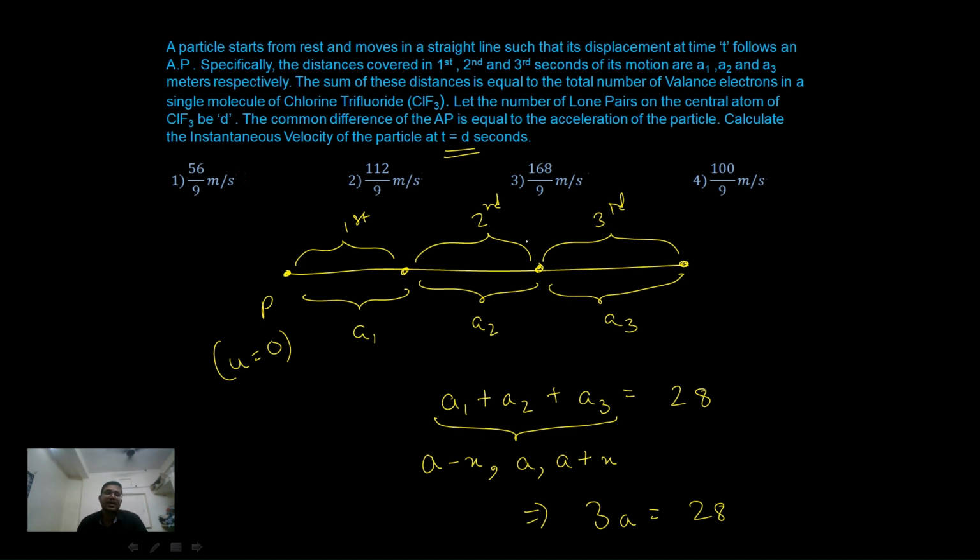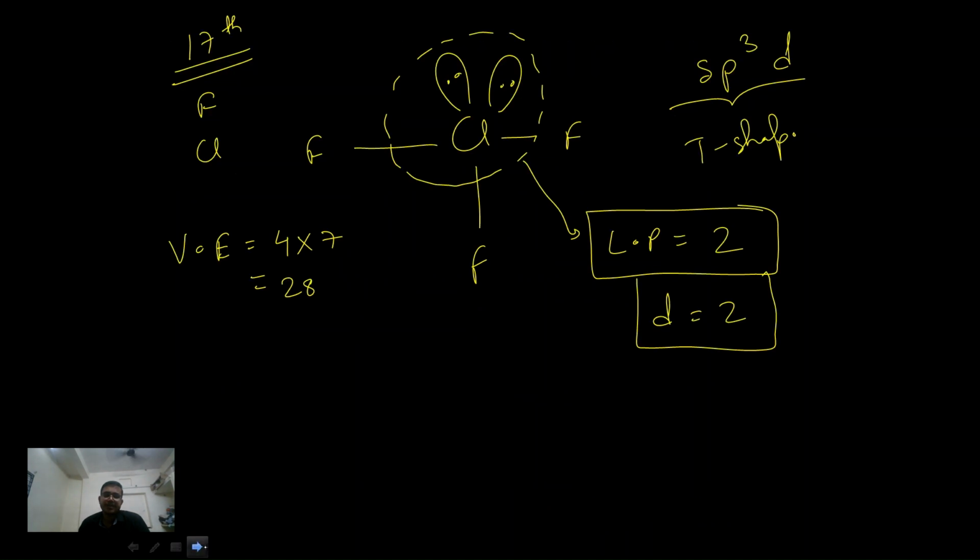Next, what else we can have? Sir, the common difference of the AP is equal to the acceleration of the particle. So let's see one by one what they are telling. Basically, we are entering 1D. So in 1D, we have three equations. Here we need to use S equals UT plus half AT square. Why we need to use only this one? Because we have distance, we have U, we have T. That's why we should use this.